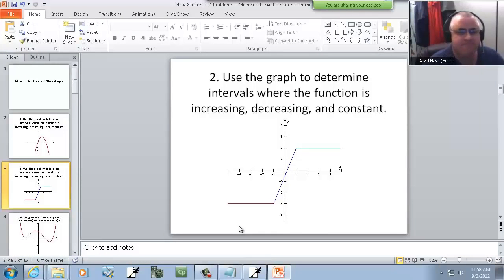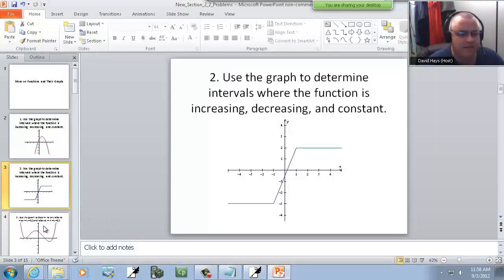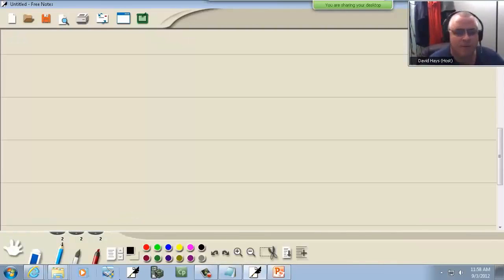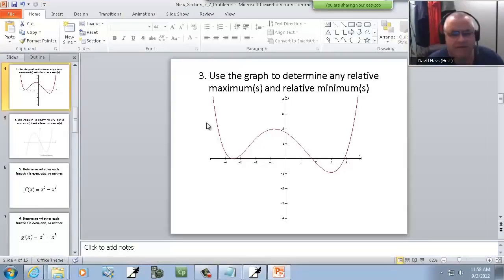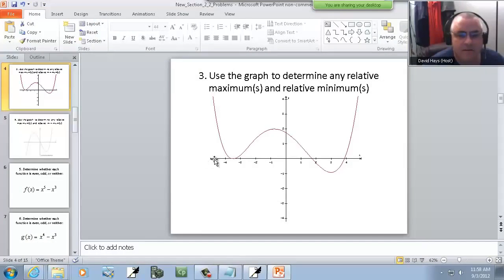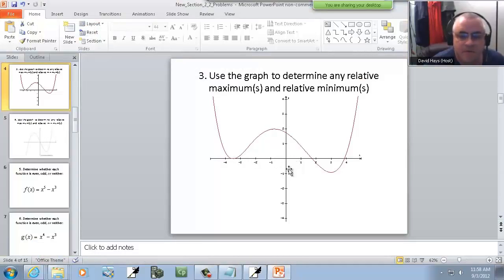Now the next problems, let me sketch this graph down, and then we'll talk about what these items mean. It's best shown by an example. Okay, so -3, 2, 3, 4, 2, 3, -1.